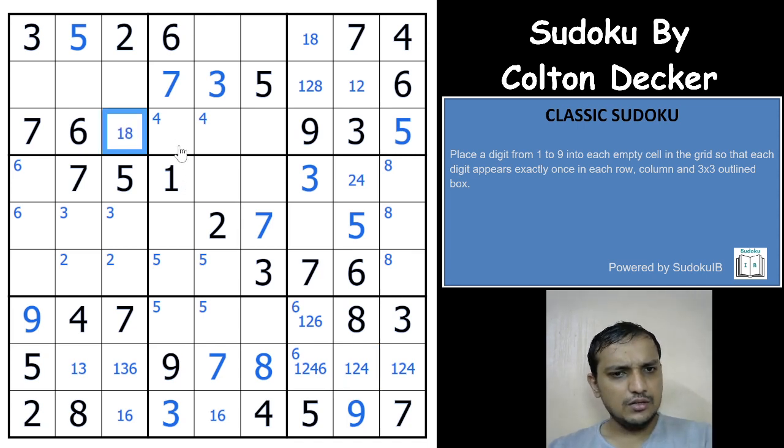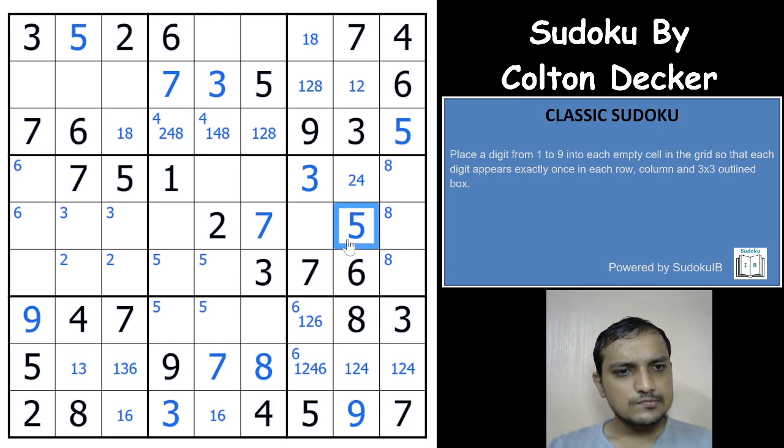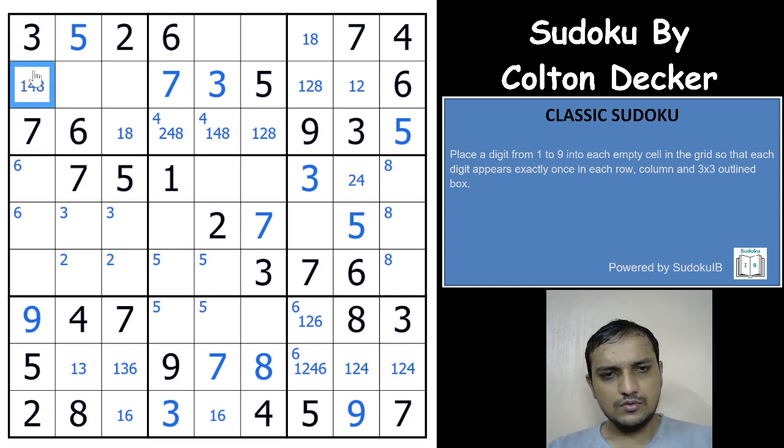This is 1 and 8. 2 4 8. 1 4 and 8. 1 2 and 8, right? These are the possible candidates in all of these cells. But is that helpful? No, doesn't seem to be. 1 8 4 and 9. Okay, so I marked all the possible candidates here already.